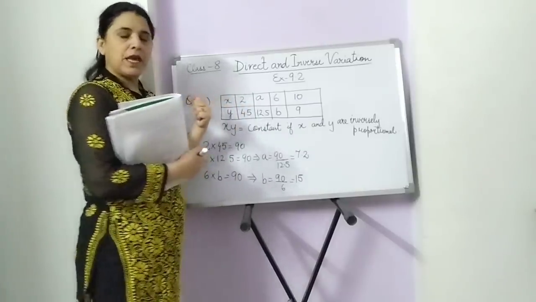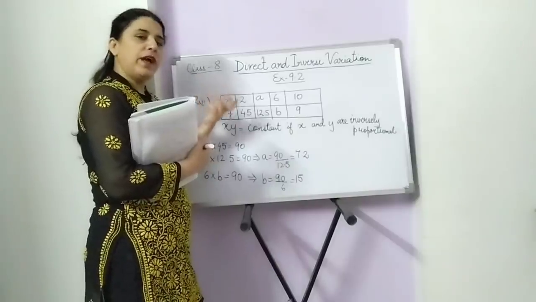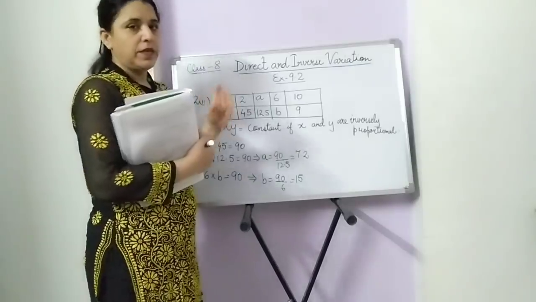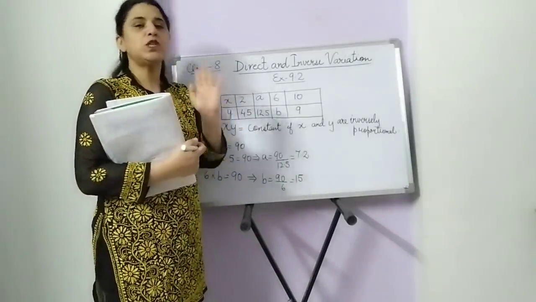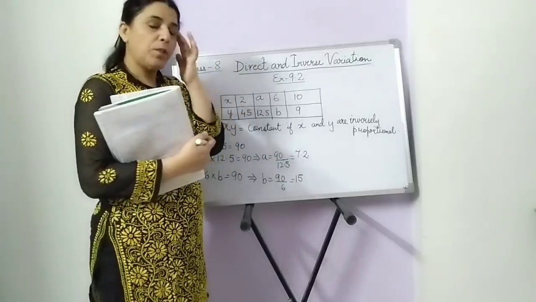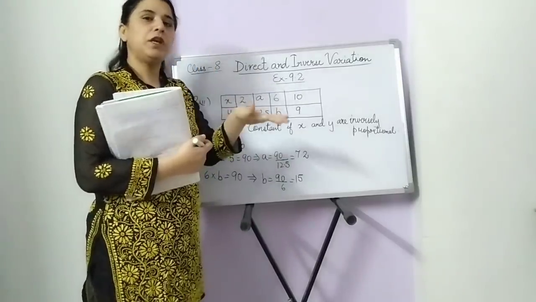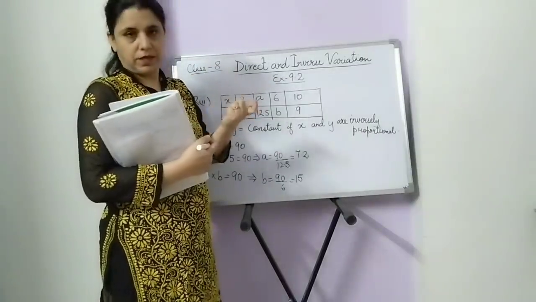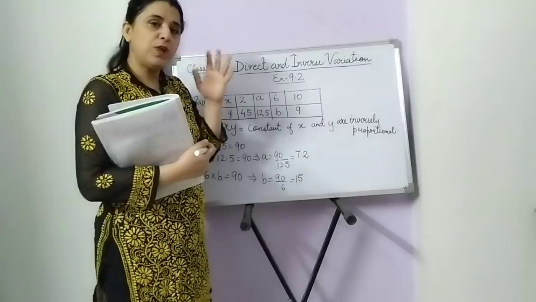One child was asking me, ma'am, how will we come to know whether it is direct variation or inverse variation? See child, there is no such formula for direct or inverse variation. What we need to do is apply our brain. If this quantity increases, what will be the effect on the other quantity? How are they related? That is our application. We have to think.